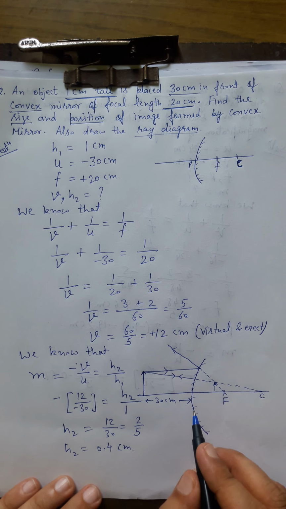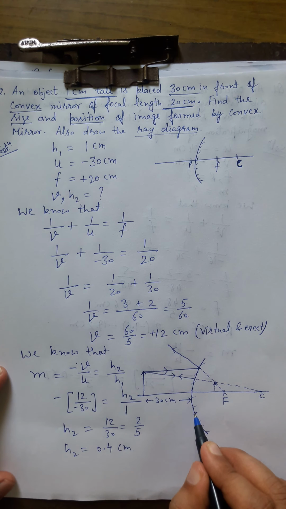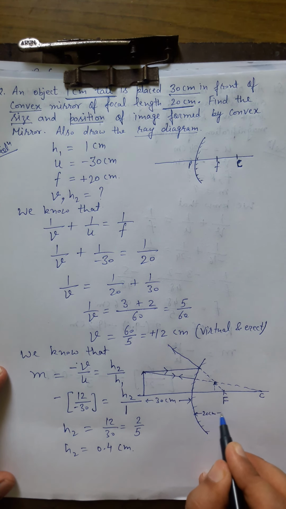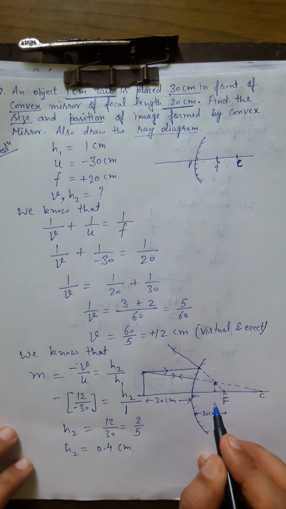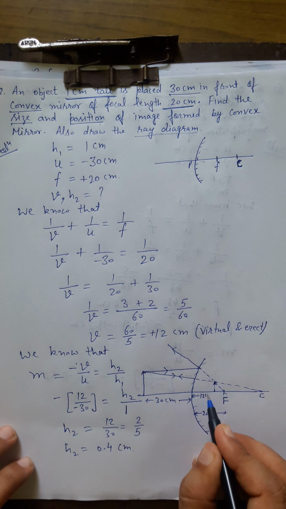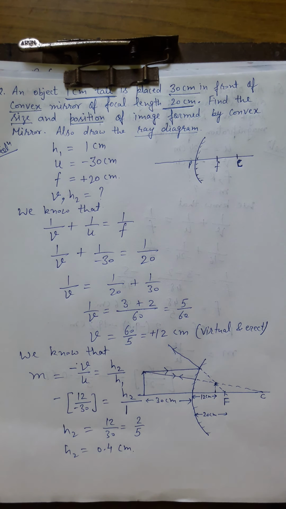Now you can mark also the focal length is 20 centimeter. So this distance is 20 centimeter, and this distance, image distance, we have calculated just now 12 centimeter. So this is the image formed, or this is the ray diagram for this question.